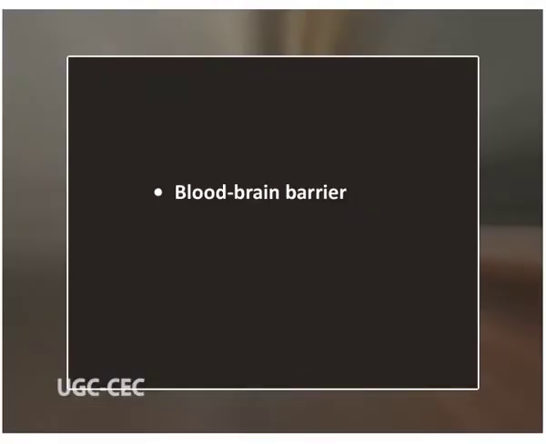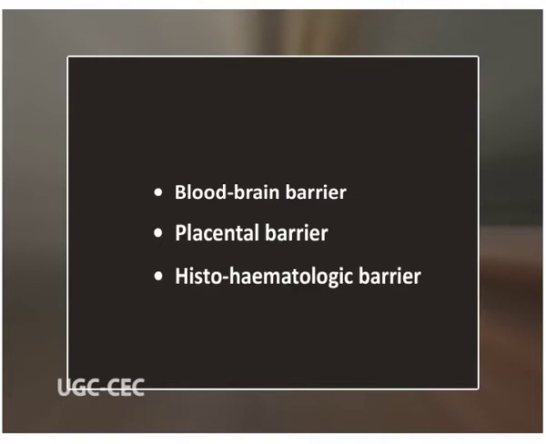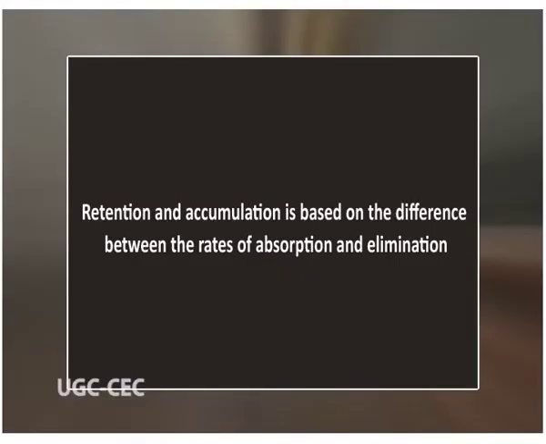The organism possesses some barriers which impair penetration of some groups of toxicants, mostly hydrophilic, to certain organs and tissues, such as the blood-brain barrier, the placental barrier, and the histohematologic barrier. Now, the retention of a toxicant in a particular compartment is generally temporary and redistribution into other tissues can occur. Retention and accumulation is based on the difference between the rates of absorption and elimination. The duration of the retention in a compartment is expressed by the biological half-life.